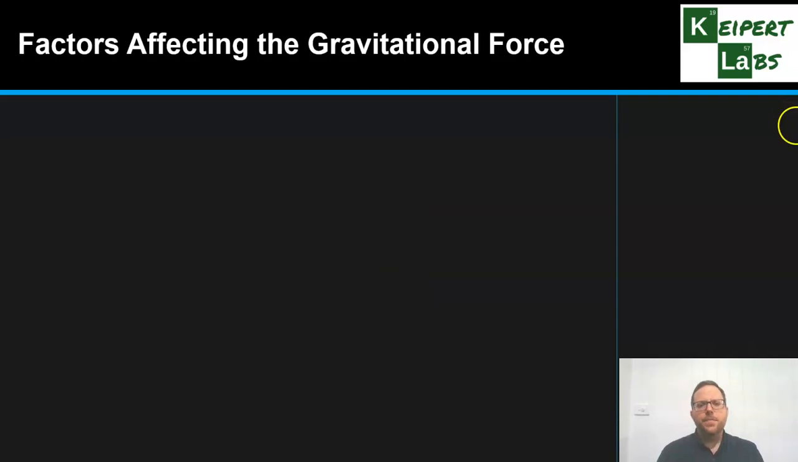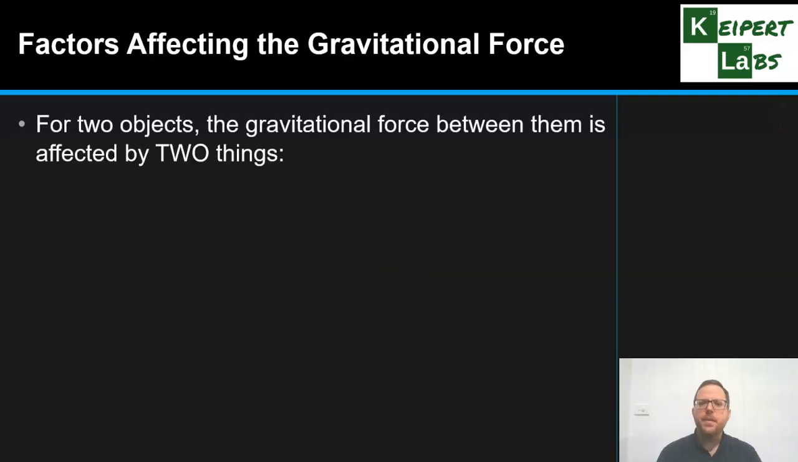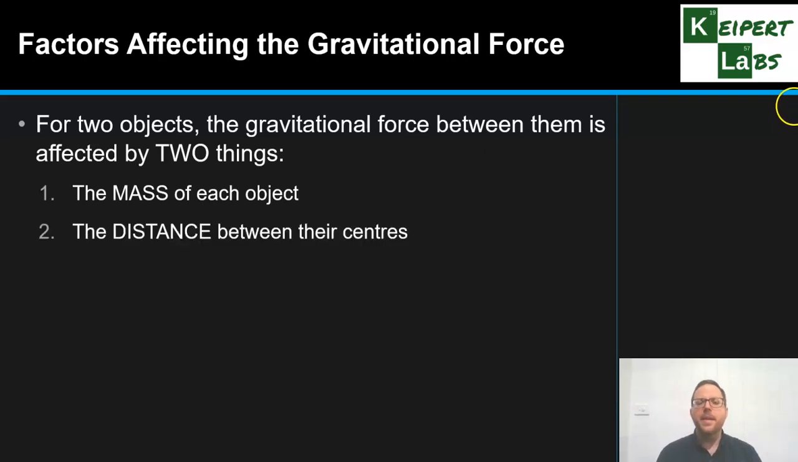And so the factors that affect the gravitational force, there are two main things that will affect the strength, or the size or magnitude, of this force between them. Firstly, the mass of each object, and secondly, the distance between their centers. So we say that this attractive force is acting at the center of mass of each object. So how far apart are they, and how much mass does each object have?